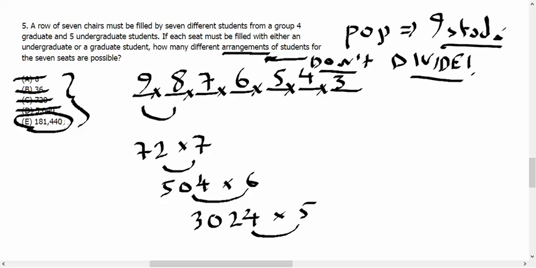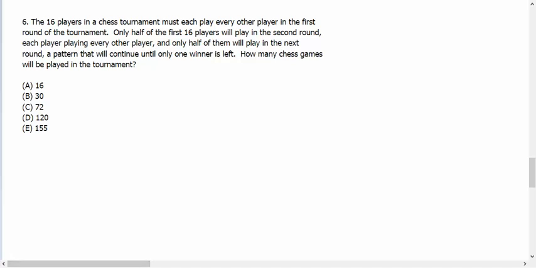Okay, to wrap up, let's look at the last problem. And if everything has gone well so far, then you're an absolute pro at combinatorics. So question number 6.